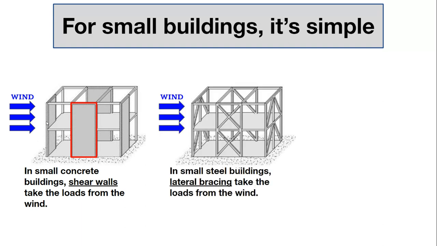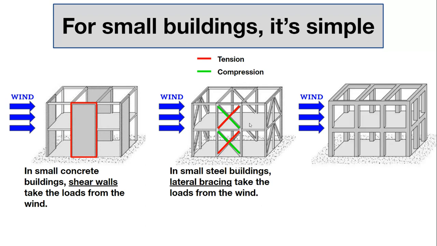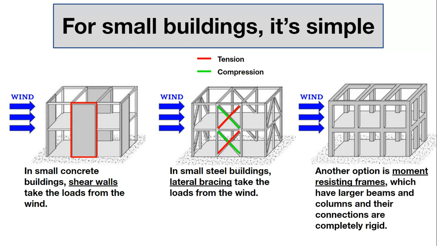In steel buildings, you might have actual lateral bracing. As the wind pushes this way, these diagonals are in tension and these are in compression. If the wind pushes the other way, these are now in tension and these are in compression. So the lateral load is taken through these lateral bracings, or you have thicker walls and thicker columns and thicker beams. This creates moment connections, which resist the lateral load through the actual connections here. But for small buildings, it's pretty straightforward.